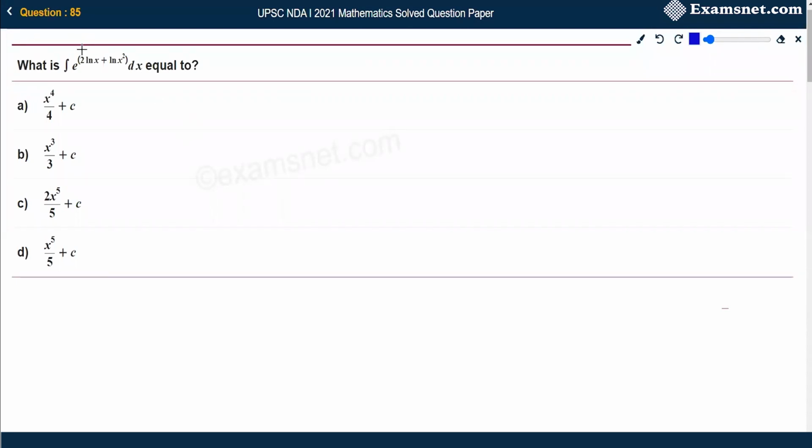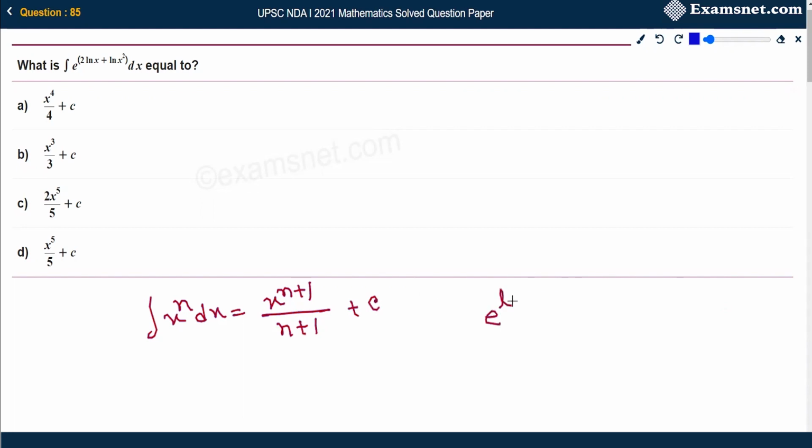In question number 85, it is given: what is the integration of e to the power 2 ln x plus ln x square, dx, equals to. First, let me tell you, log is defined for base 10 and ln is defined for base e. The formula for integration of x to the power n dx is x to the power n plus 1 by n plus 1, plus the integration constant c.